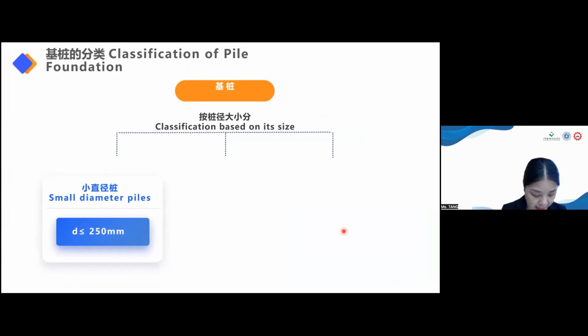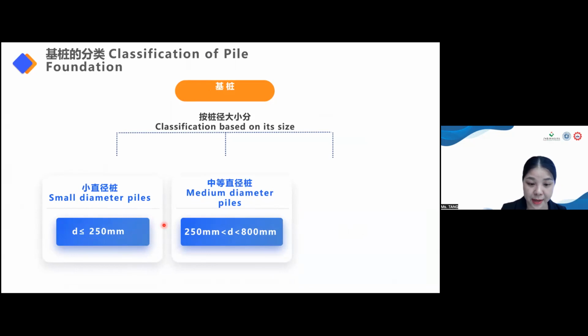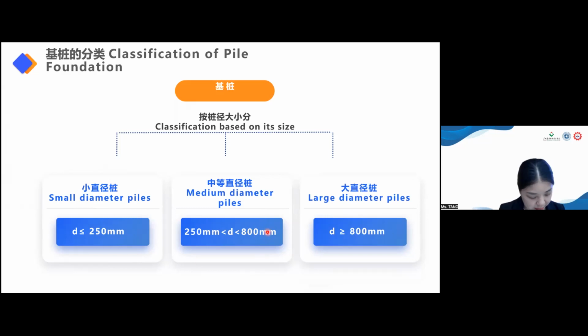According to the pile diameter, the foundation pile can be divided into small diameter piles, with diameter less than 250 millimeters; medium diameter piles, with diameter between 250 millimeters and 800 millimeters; and large diameter piles, with diameter not less than 800 millimeters.